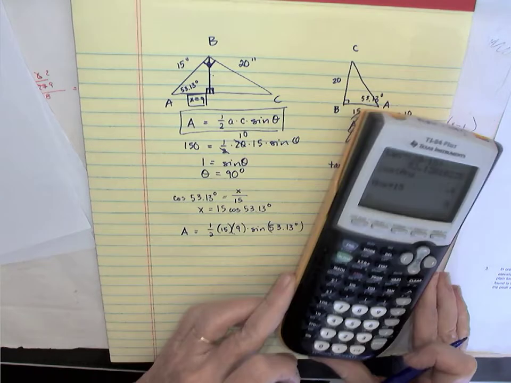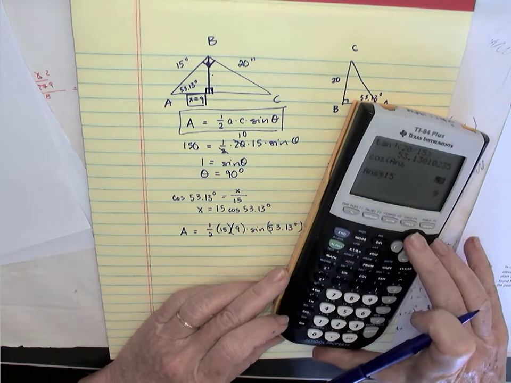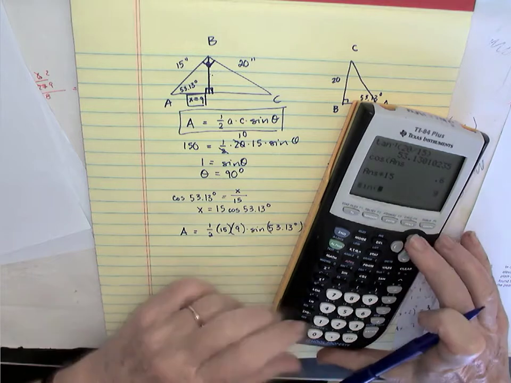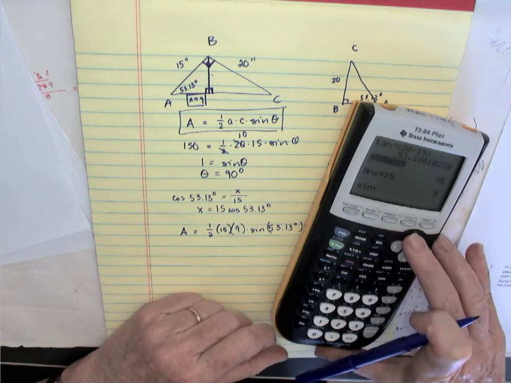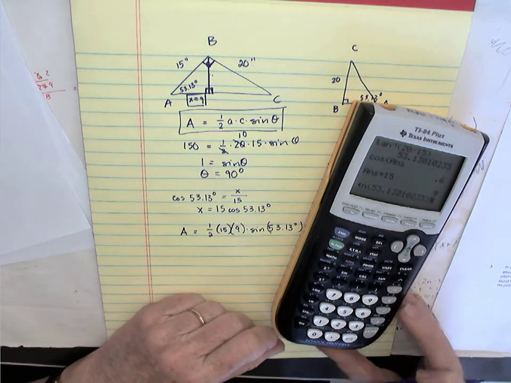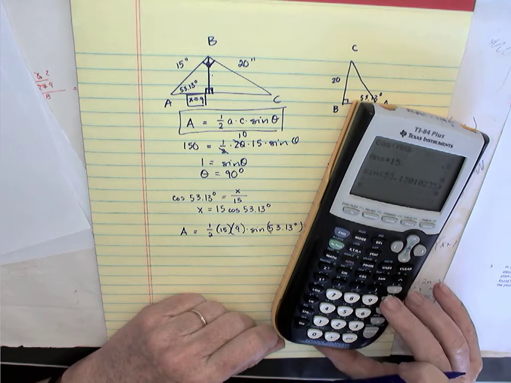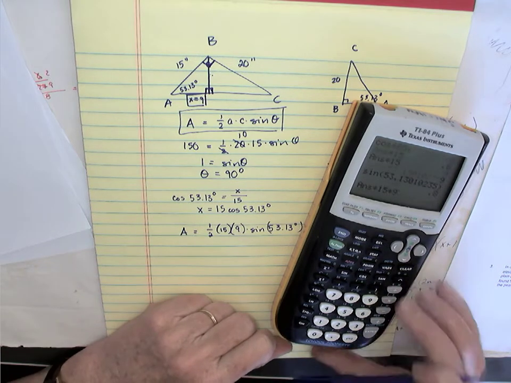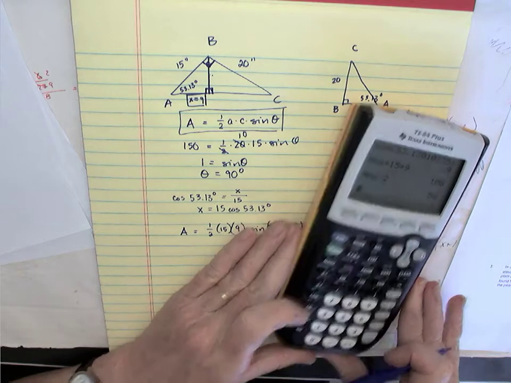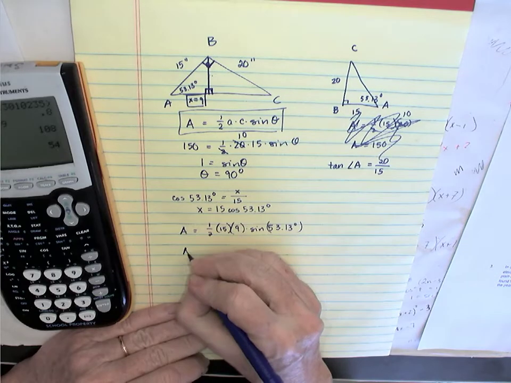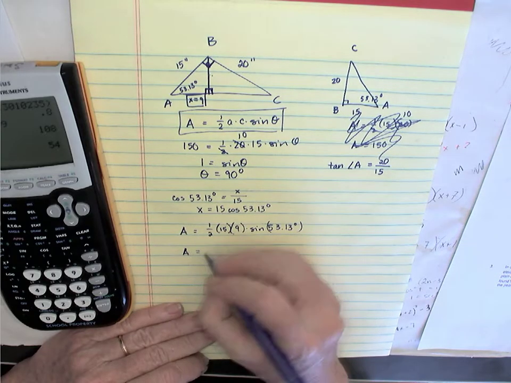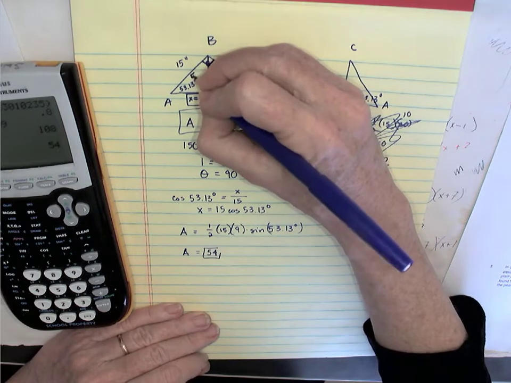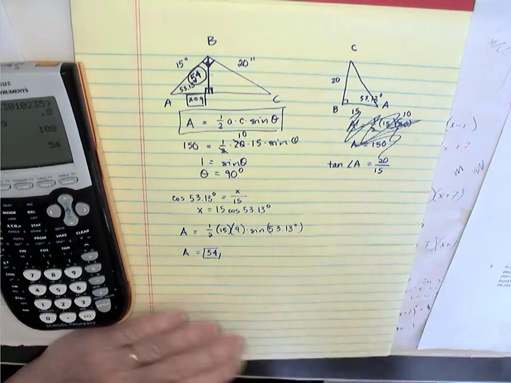And I'm going to go back up here. In fact, I'm going to take the sine of that again, and then I'm going to multiply by 15. I'm going to multiply by 9. I'm going to divide it by 2. And so I know the area of this left-hand triangle is 54 square inches. So this is 54 square inches.